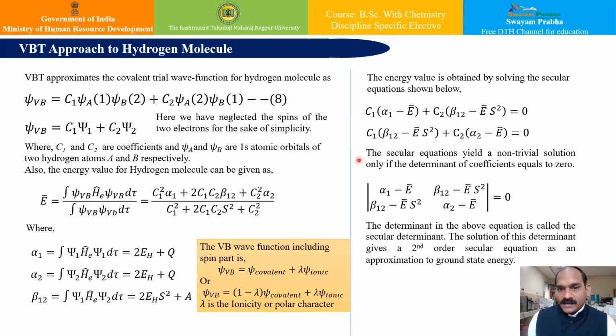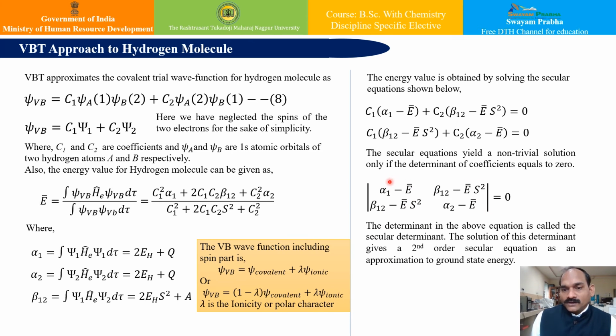These expressions are obtained by multiplying these brackets, the coefficients, to C1 and C2. These equations take the form of secular equations, and they yield non-trivial solutions, where by non-trivial solution we mean that C1 and C2 cannot be equal to 0. Therefore we equate this determinant to 0, and the determinant in the above equation is called the secular determinant.